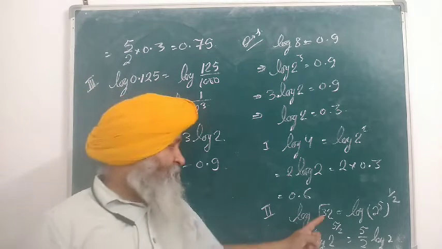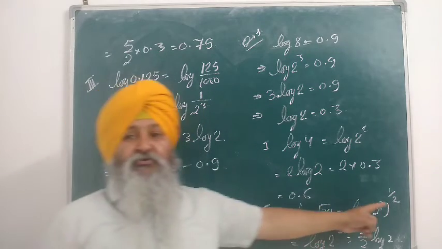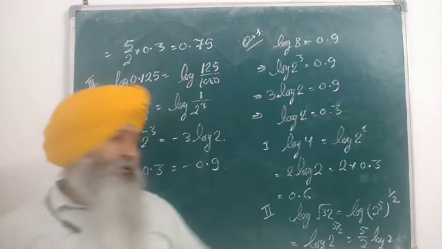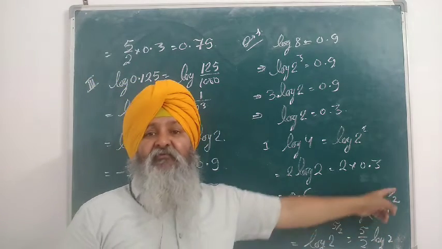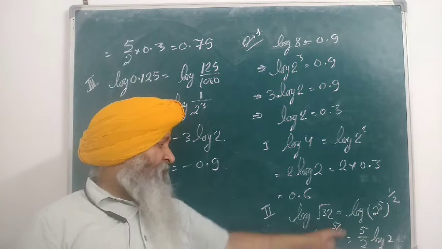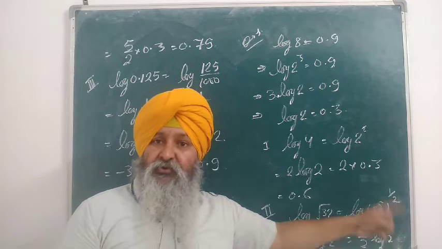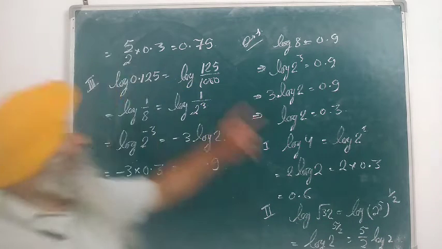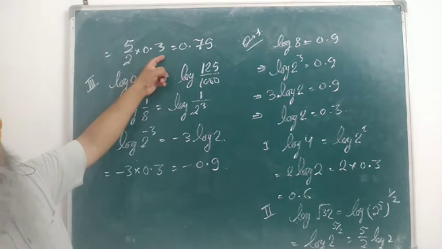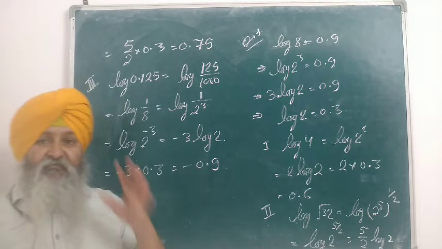Please, one more time. Under root means 1 upon 2. 32 means 2's power. Indices say powers get multiplied: 5 into 1 by 2, 5 upon 2. In log, the power comes to the multiplication, so 5 by 2 comes forward, log 2. You know the value of log 2, so 5 by 2 is multiplied with 0.3. On simplification, your answer is 0.75.